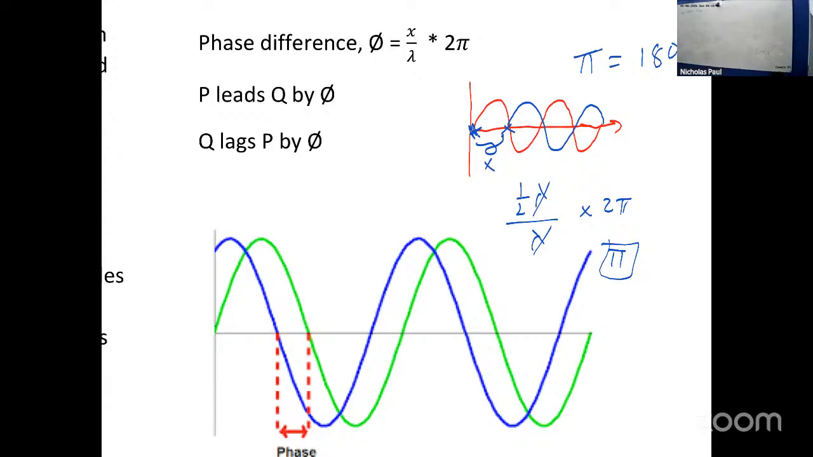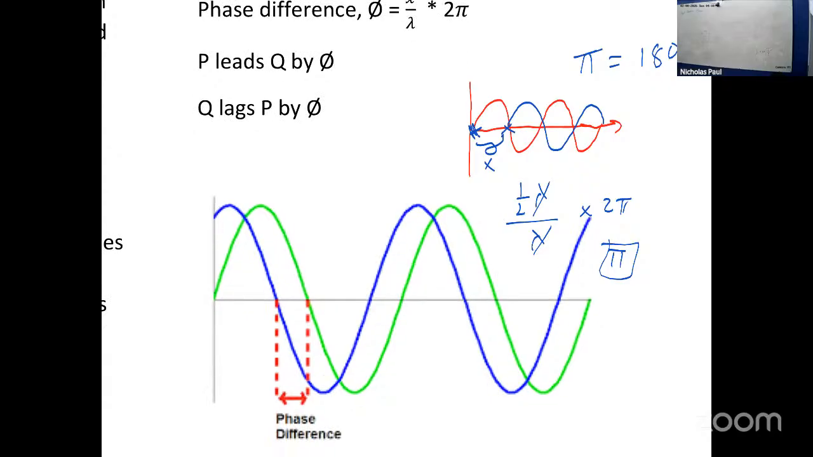Let's take a look at this one here. Any questions online? From here to here, how much? Half a wave, red and blue. And half of 2 pi is pi, right? Yes. Right, this one here, how would you find the phase difference?